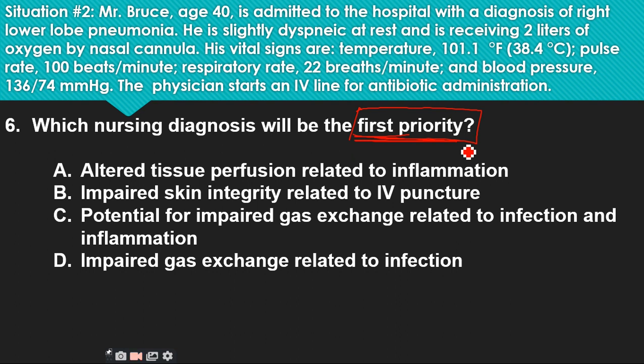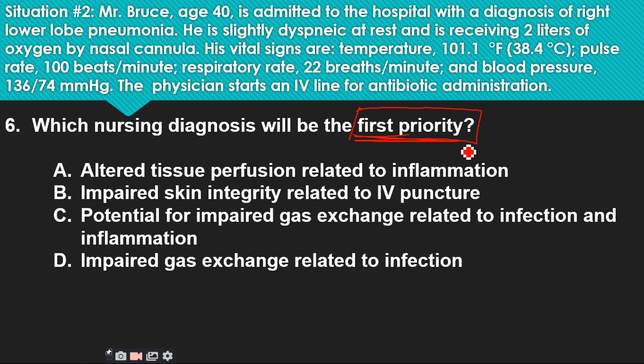Letter A, altered tissue perfusion related to inflammation. Letter B, impaired skin integrity related to IV puncture. Letter C, potential for impaired gas exchange related to infection and inflammation. Letter D, impaired gas exchange related to infection.